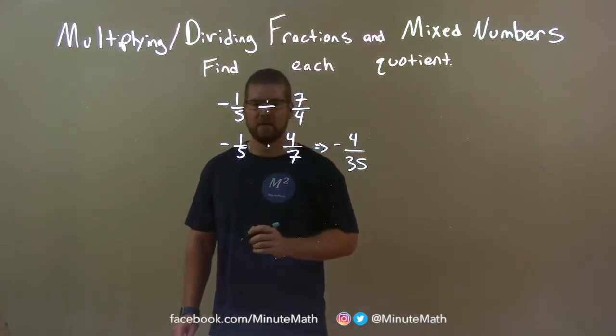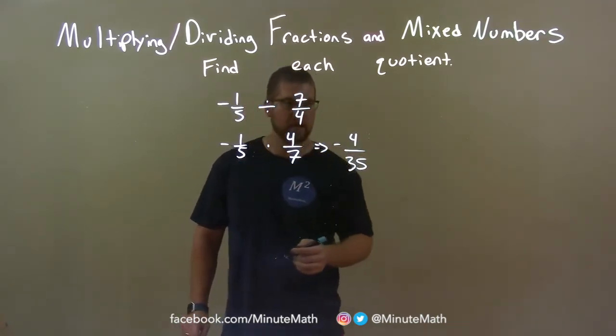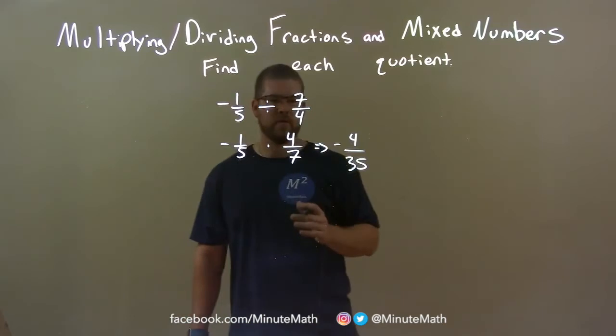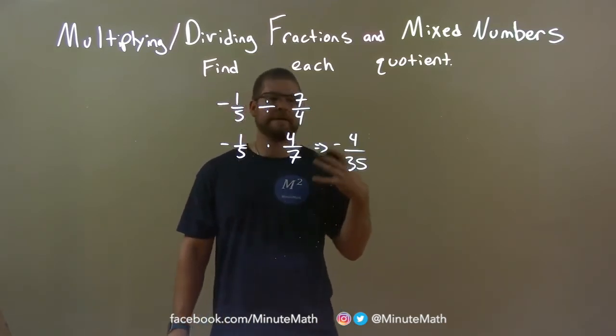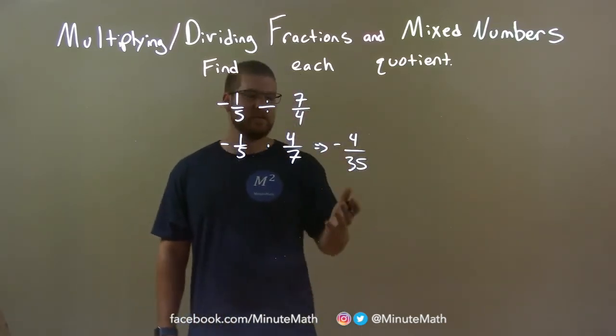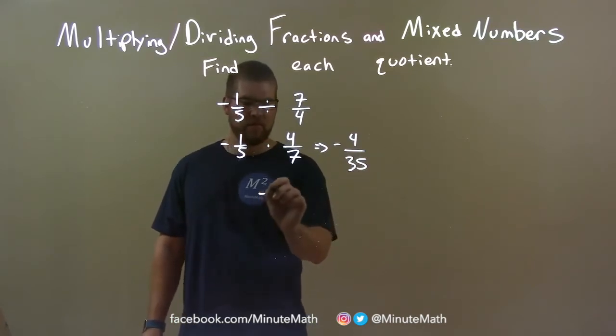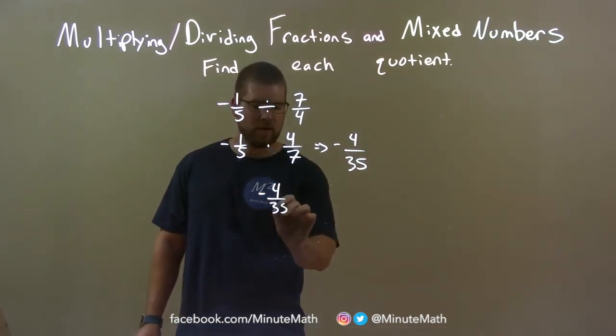Keep it a negative. Negative times a positive is a negative. So we have negative 4 over 35. Can these numbers simplify? Nope, nothing they can do. They can't simplify anymore. So our final answer is negative 4 over 35.